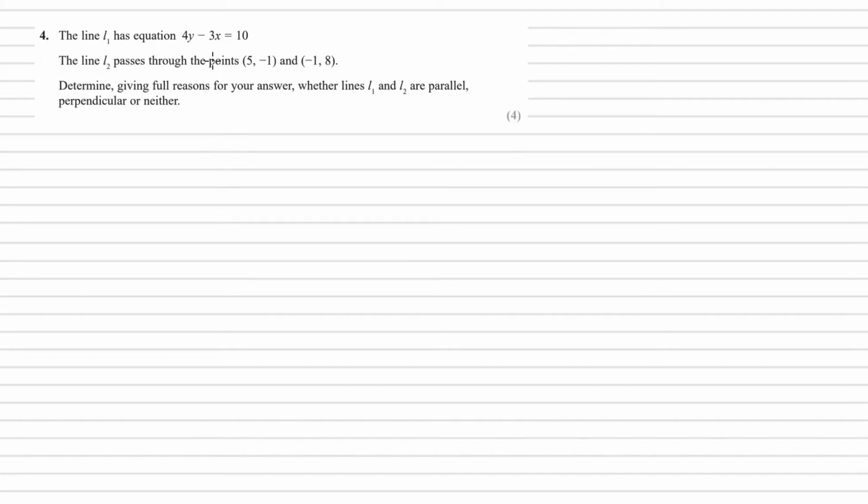So in order to find the gradient of line L1, I cannot simply read off the coefficient of x when the equation is in this form. However, that's a very common error to make. I need to rearrange it into the form y equals mx plus c, and then I can read off the coefficient of x when the equation is in that form.